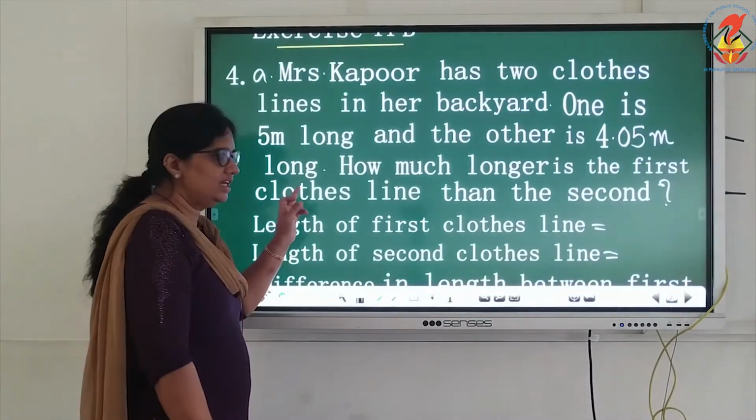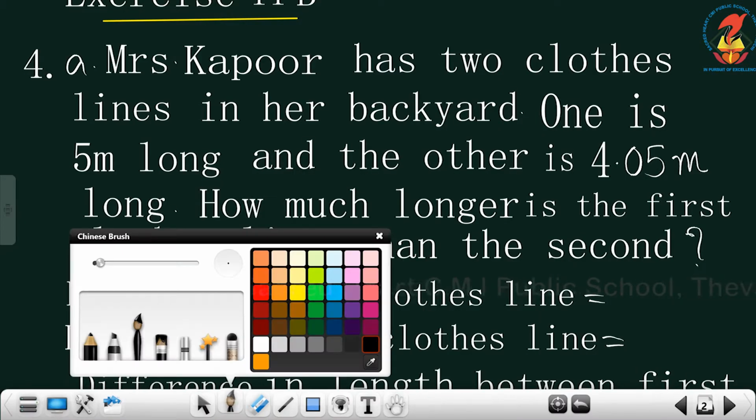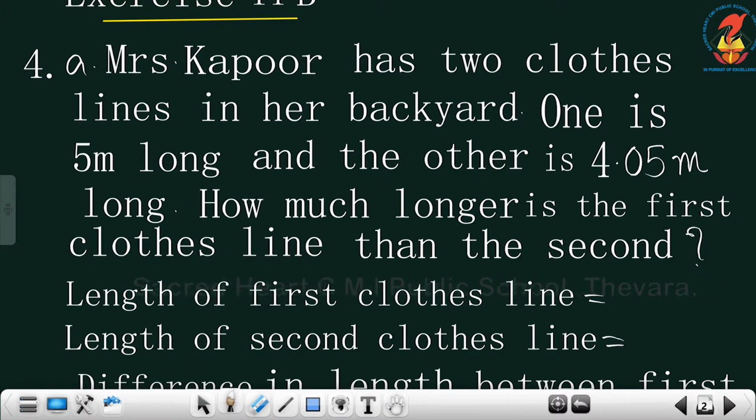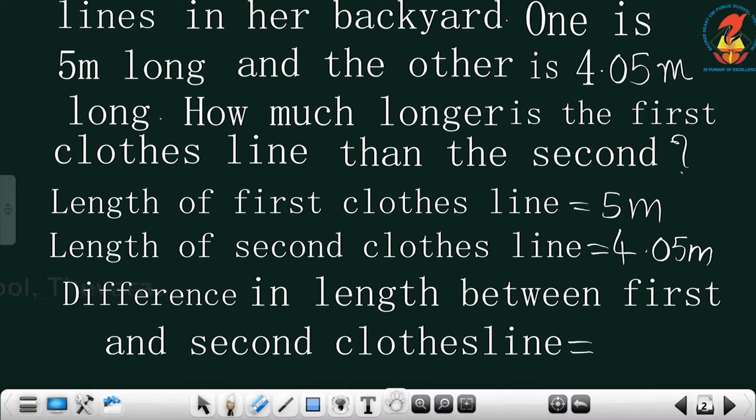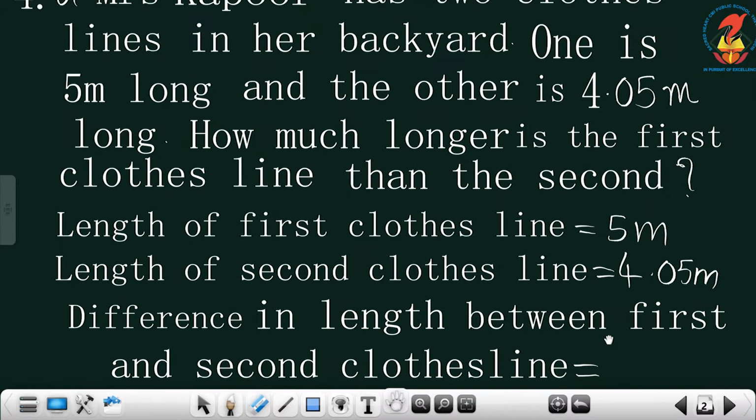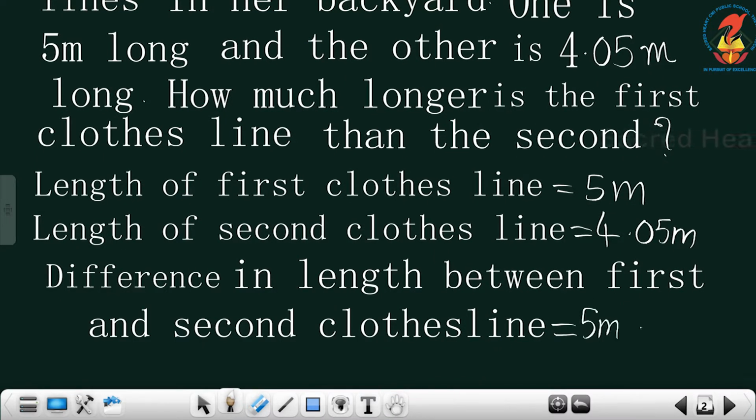First I need to write the length of the first clothesline. The length of the first clothesline is 5 meter, right? And the length of the second clothesline is 4.05 m only. After that, we need to find the difference in length between the first and second clotheslines. I will take 5 m minus 4.05 m, right?